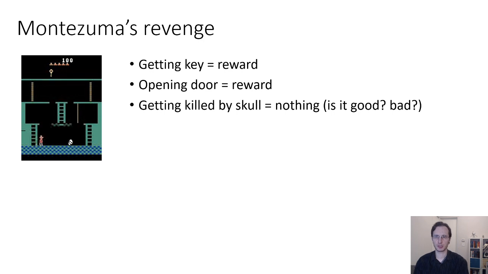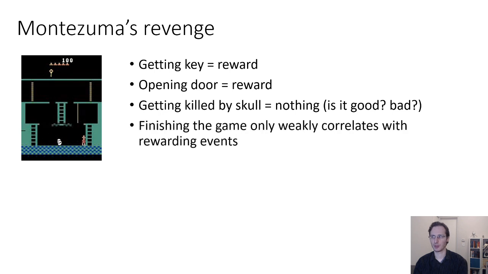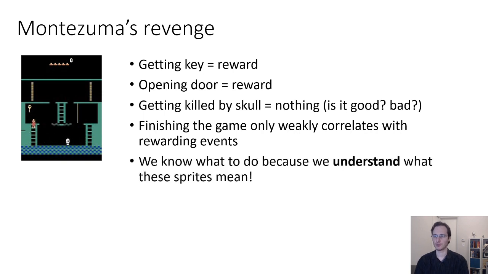So the reward structure of the game doesn't really guide you each step of the way, and while we know ourselves that some of these things are good or bad, the agent really doesn't, and the agent might figure out that a good way to keep getting reward is to keep getting killed by the skull so they can pick up the key again instead of moving on to the next room. The trouble is that finishing the game only weakly correlates with rewarding events. It's not that you get little pieces of reward when you're on the right track and negative reward when you're on the wrong track. So we know what to do because we understand what all these little sprites and pictures mean, but the RL algorithm has to figure it out through trial and error.